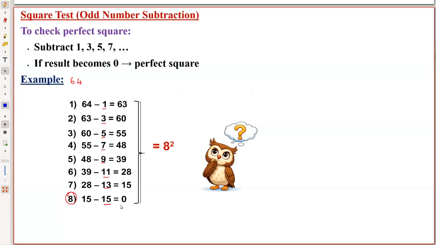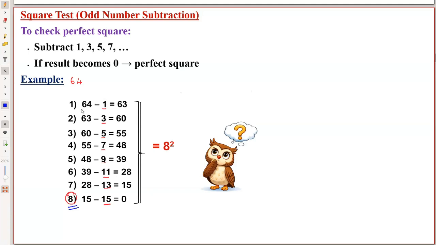In the eighth step, we got the answer as 0. Therefore, the square root of 64 is 8, or 8 square is 64. We have to use only odd natural numbers: 1, 3, 5, 7, 9, 11, 13, 15. This is one of the methods, but it takes time to find the answer.